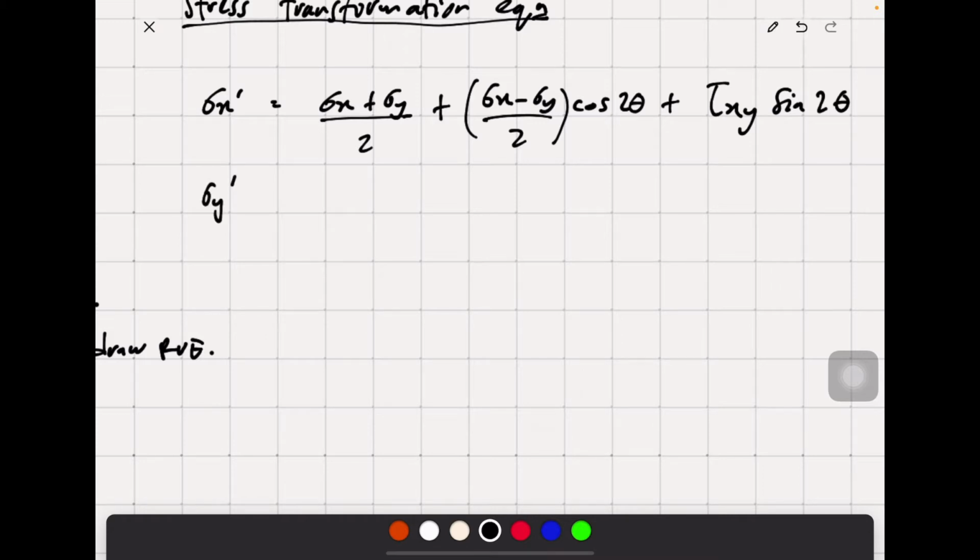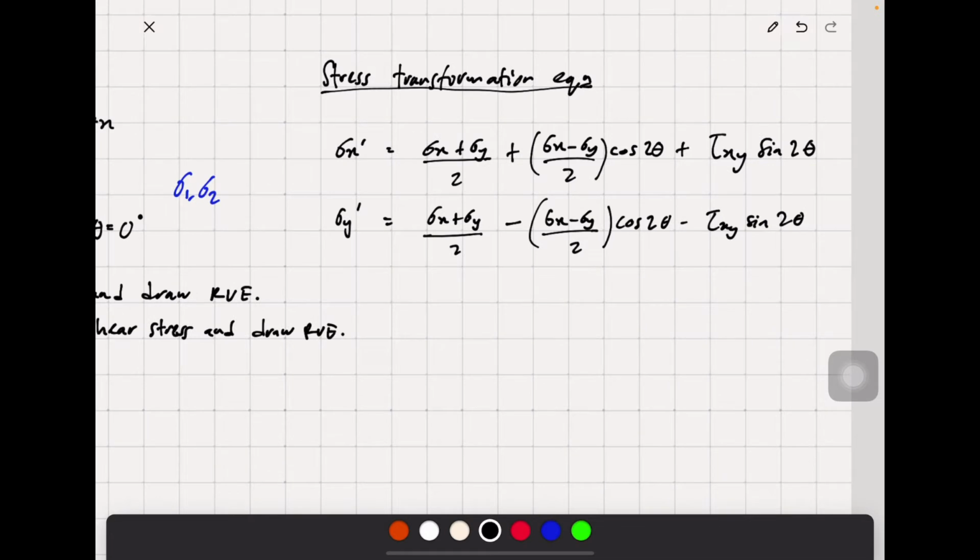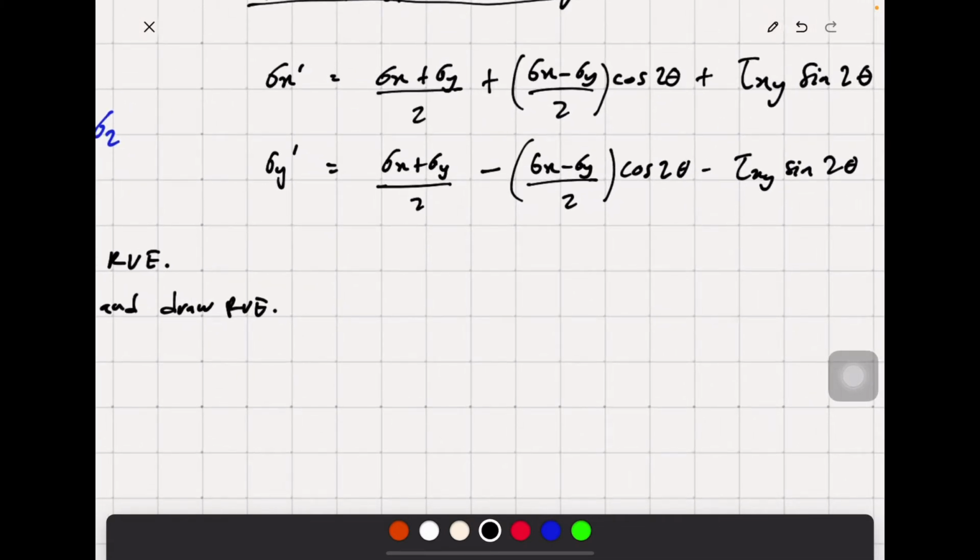The second one is sigma y prime equals sigma x plus sigma y over 2 minus sigma x minus sigma y over 2 cos 2 theta minus tau xy sine 2 theta. We have a pattern right here, plus and minus. So take a look, because this formula is actually closely related to the Mohr's circle we're going to learn in the next subchapter. So far it is mathematical terms, but by seeing the pattern, what we are doing right here is going to help you when we reach the Mohr's circle subchapter.